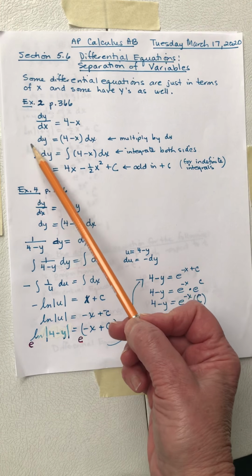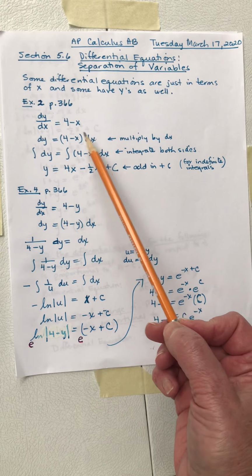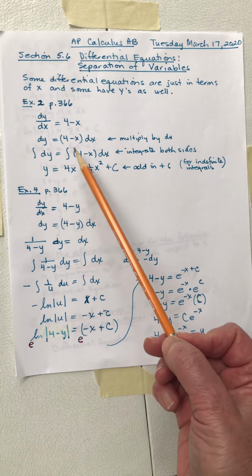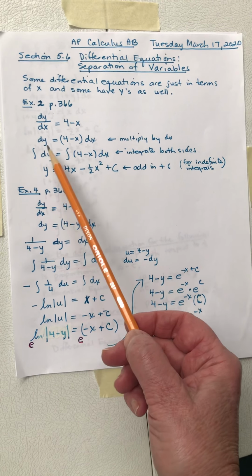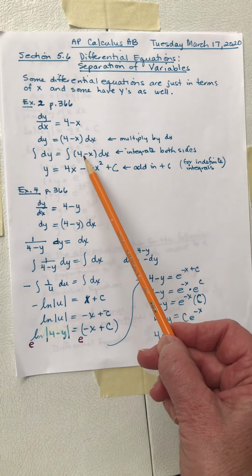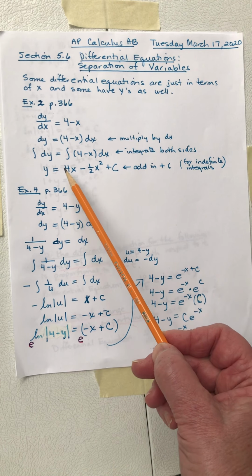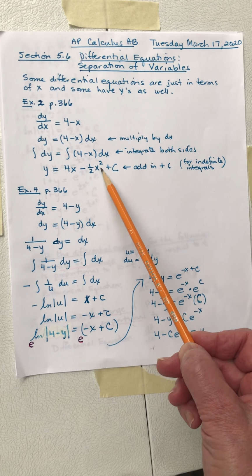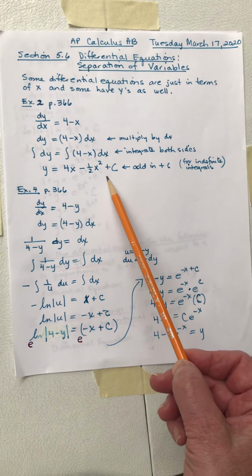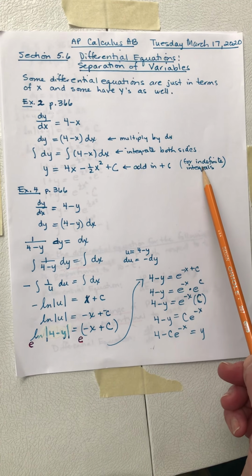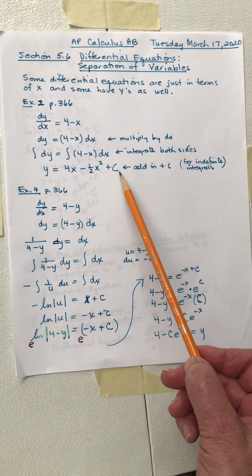We don't have any y's here. We just have the dy. So we're all good right now. So what do we want to do? We want to integrate both sides. So we're going to integrate the left and integrate the right. When we integrate 1 dy, we get y. When we integrate 4 minus x dx, as you're all familiar with, I'm sure, we get 4x minus 1/2 x squared, and then we throw in a plus c for our family of curves, because this is our indefinite integral. Okay, and that's our general solution.